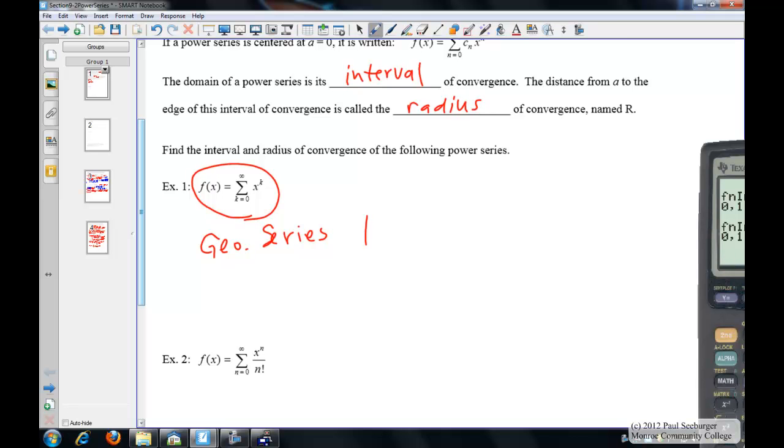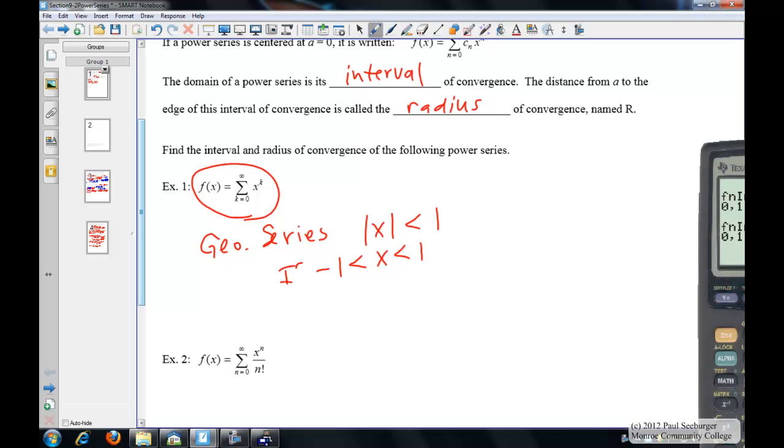We need to have the absolute value of x, right, less than 1. x is the ratio. So if we have a value of x that's equal to 1, that would be a problem, right? 1 plus 1 plus 1 plus 1 forever. It would diverge. It won't give us a value. But if x is less than 1, or actually between negative 1 and 1, we see that, in fact, this series will converge.